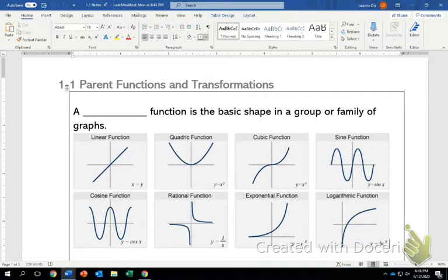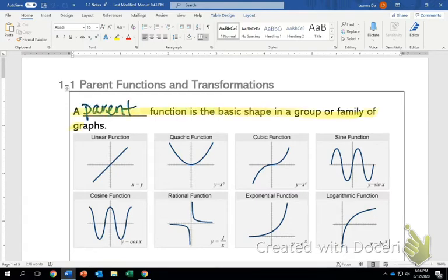So 1-1 is called Parent Functions and Transformations. This entire chapter is just to introduce you to the basic shapes of basic functions and to start describing how they move on a graph. So the very first vocabulary word that you're going to need for this section is a parent function.